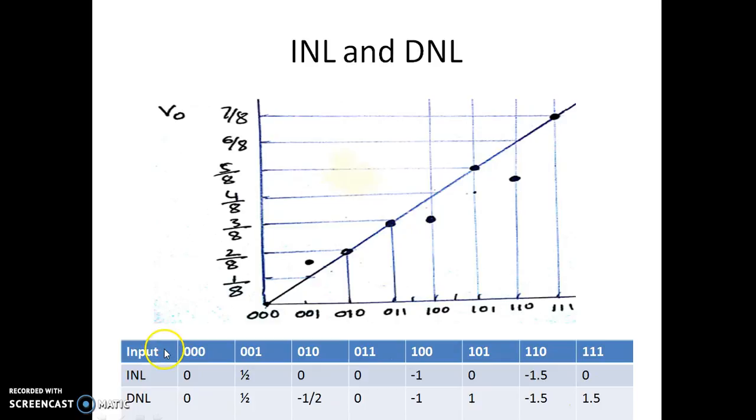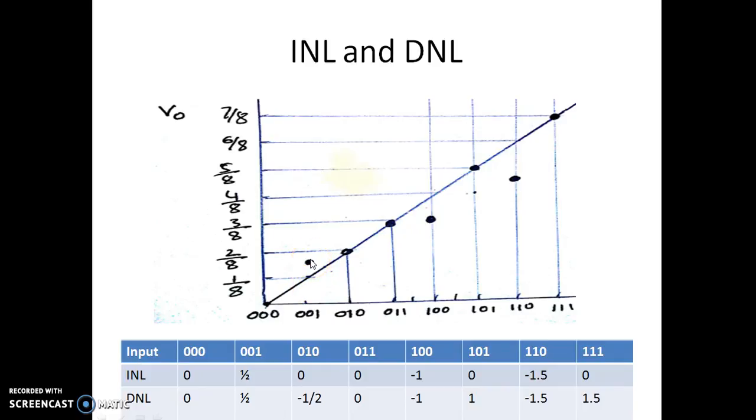So let us have a look at DNL. Now the output is as per the expectation, that's why there is no DNL. Here with this as the reference output voltage for the previous bit, for one increment in the input by 1 LSB, the output would have been here. Since the output is more than the desired value, it is half LSB up than the desired, so that's why it is half LSB.